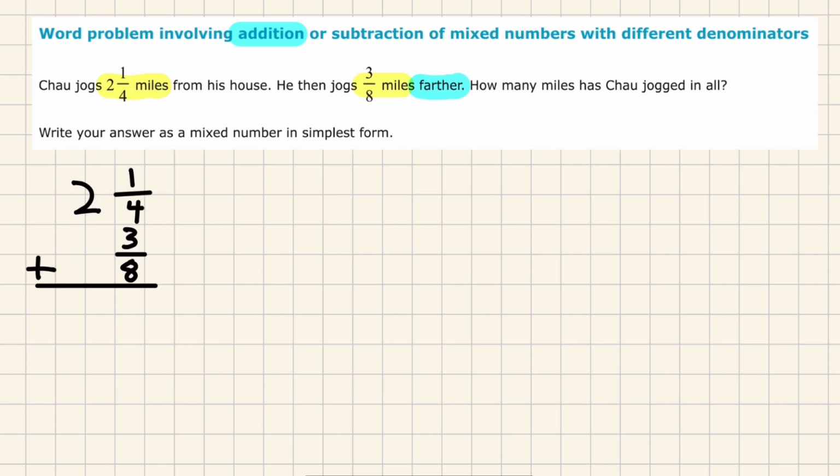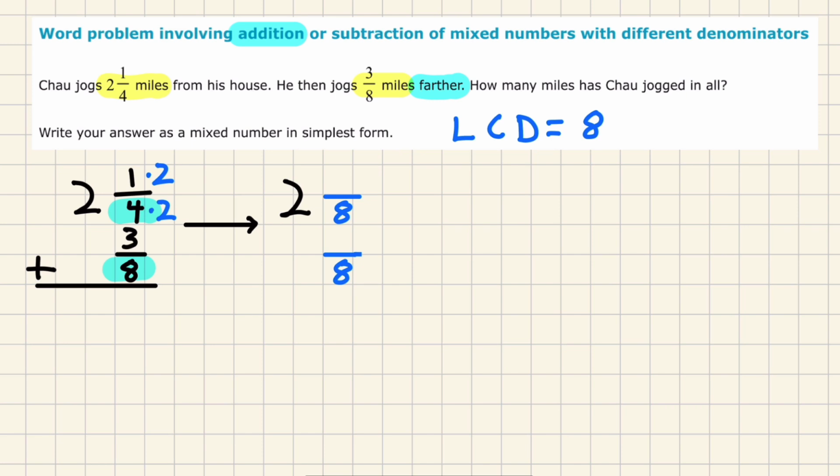Aligning the two numbers vertically, I notice that I have different denominators, so I will need to identify the lowest common denominator. For 4 and 8, 8 is the smallest number that's divisible by both. So I'll be rewriting here to get that common denominator of 8. In the first number, I'll need to multiply the denominator by 2, so I'll need to multiply the numerator by 2. In the second number, I already have a denominator of 8, so nothing needs to be changed.